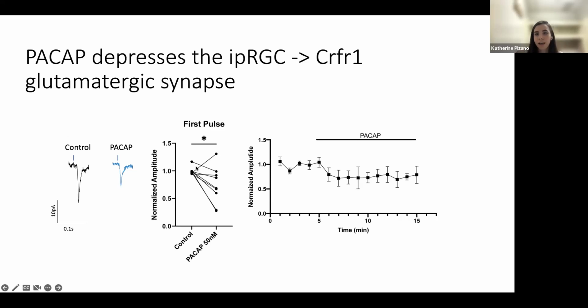On the right is a second depiction of the data. Here you can see our 5-minute baseline control followed by washing on this PACAP agonist for 10 minutes. And as in the first graph, you can see the effects PACAP has on that first pulse amplitude over time. So this data suggests that PACAP depresses the ipRGC CRFR1 synapse, most likely through a postsynaptic mechanism, perhaps, but more studies are needed to confirm this. If it is postsynaptic, it would be consistent with previous reports suggesting that these CRFR1 cells contain that PAC1R receptor postsynaptically.